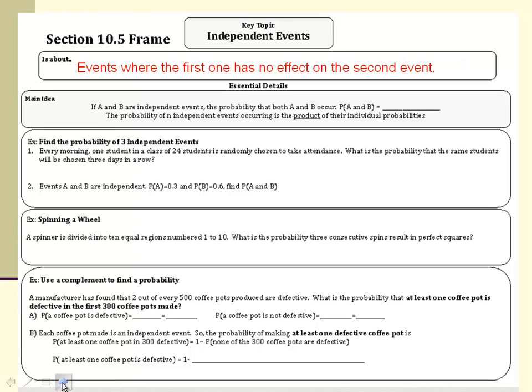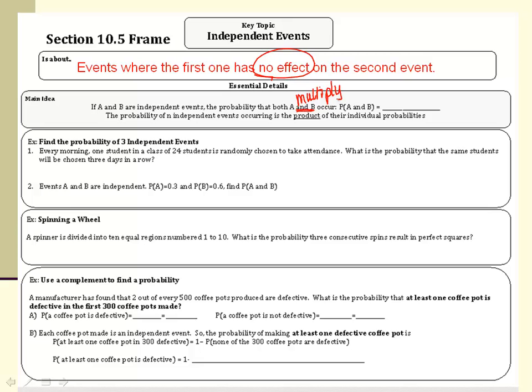We're looking at events where the first one has no effect, and that is huge. It has absolutely no effect on the second event, so please be aware of that. Now, one thing you'll notice, we're asking you the probability that both A and B occur. Let's go back to some of our basic math. The word and means multiply. Keep that in the back of your mind as you're going through. Anytime you see an and, it's probably a multiplication.